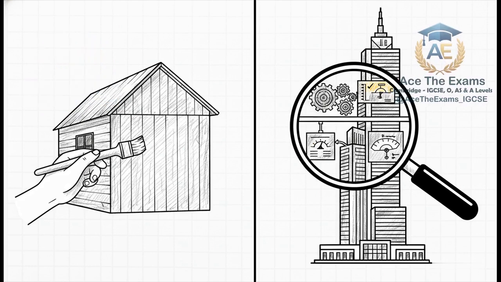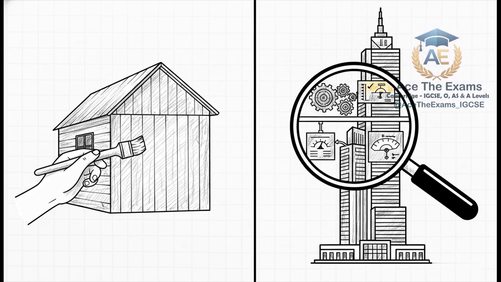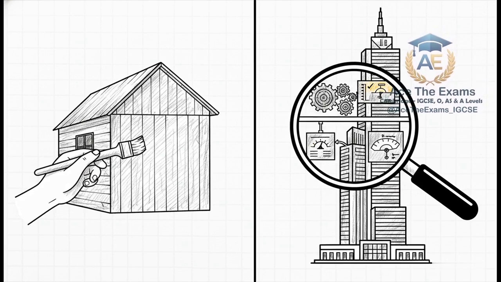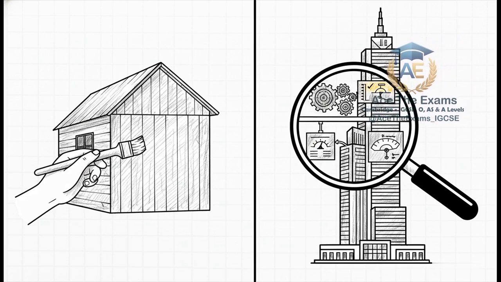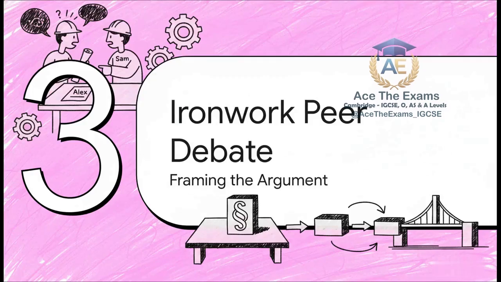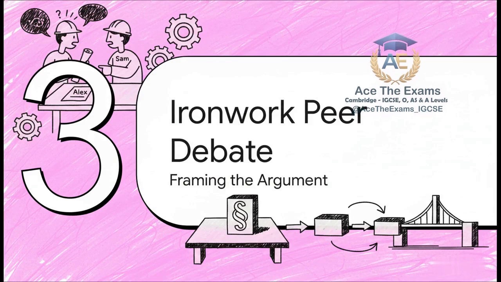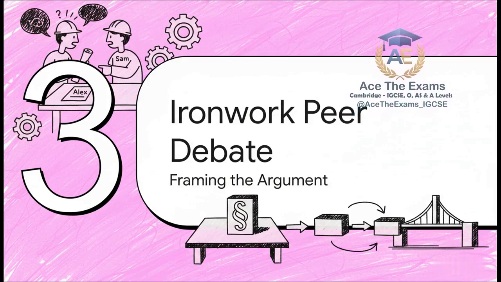Practical application in this syllabus is specifically designed to develop professional skills. The examiner wants to see you evaluate performance and logically justify your structural choices. If you build a descriptive shack when the blueprint specifically called for an evaluative high-rise, the inspector will condemn the site immediately, no matter how nicely you painted those walls. Which brings us to Section 3, the ironwork peer debate, framing the argument.